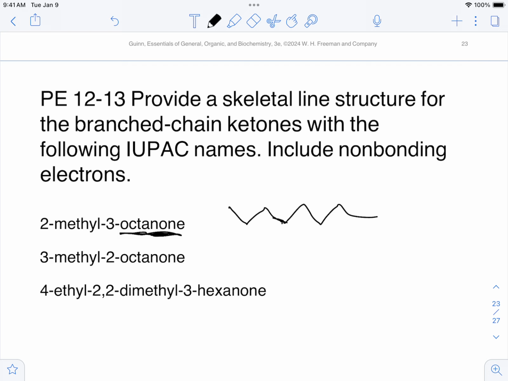3-octanone tells me that off of the third carbon, I have my double bond O. So 1, 2, 3. So this is where my double bond O will go. And then 2-methyl just tells me off of the second carbon, I have a methyl group. So that's just going to be a line straight down like that. And that is that compound.